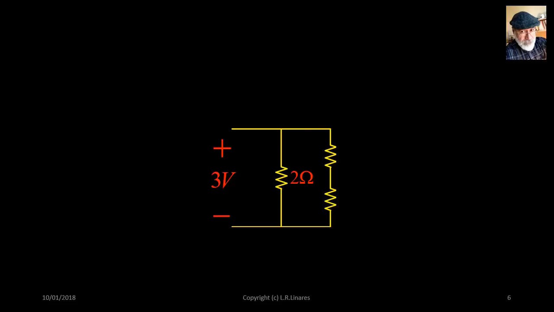But if instead we were asking what is the power in this other 2 ohm resistor, yes, there we could say the power is V squared over R, 3 squared over 2, 9 over 2, 4.5 watts, and that is fine. And that is a parenthesis. Now, let's talk about RMS values.